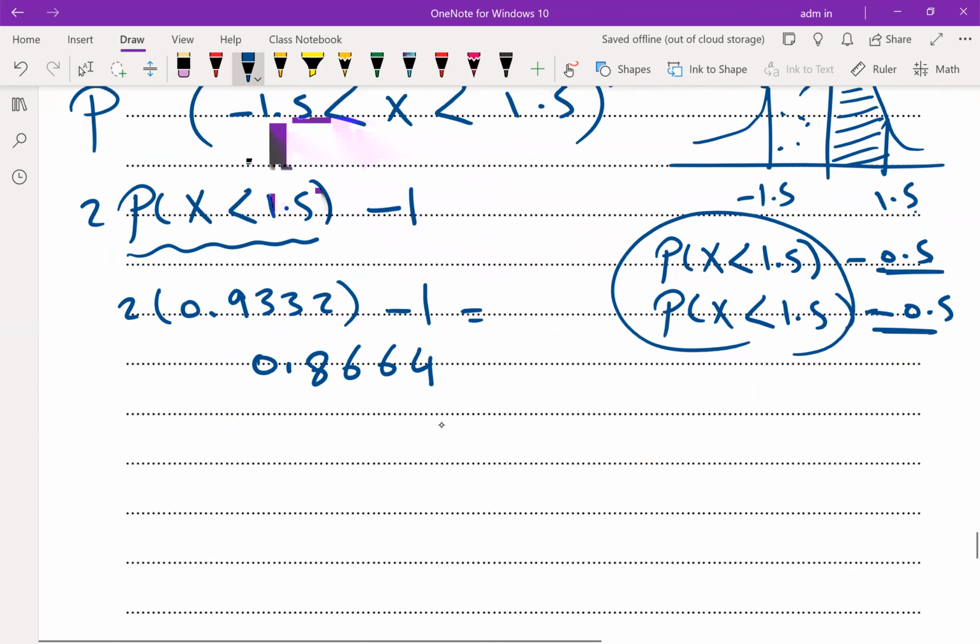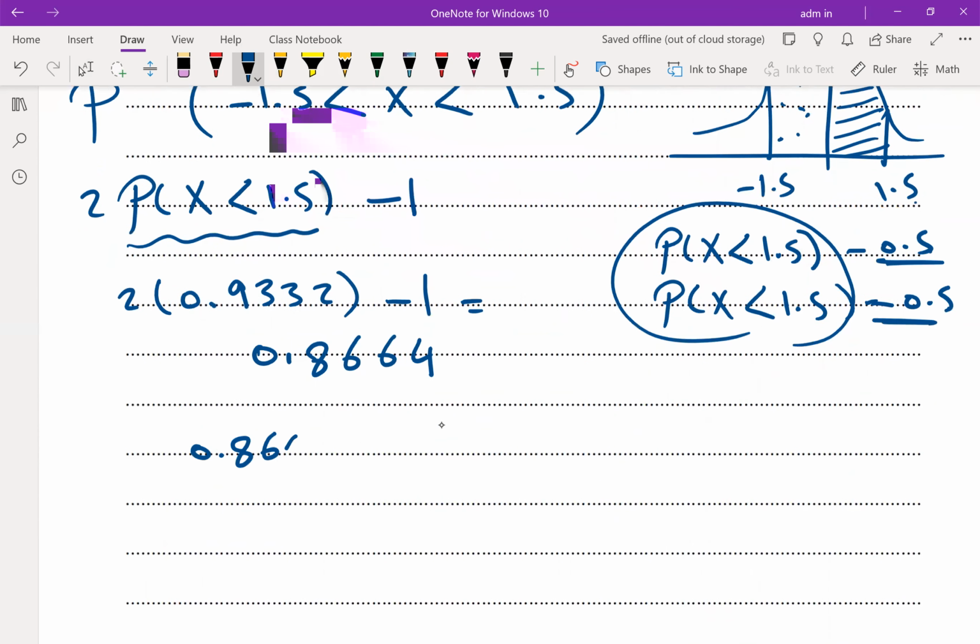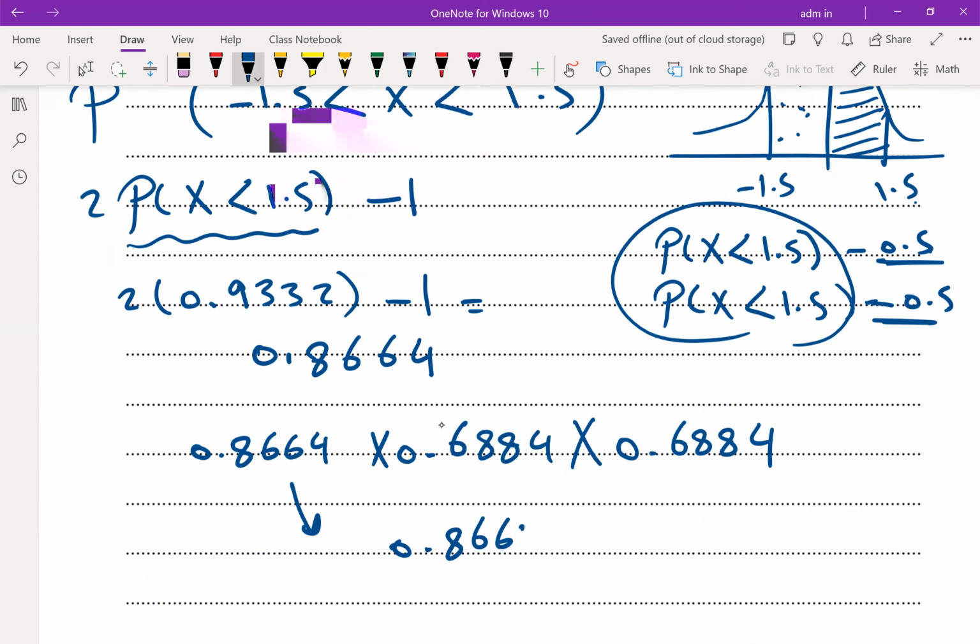So 0.8664 times 0.8664 times 0.8664, or you can take one of them, 0.8664, all to the power of 3. Their permutation will be the same. If you calculate this value, you will get your answer 0.650. Your answer to 3 significant figures will be 0.650.